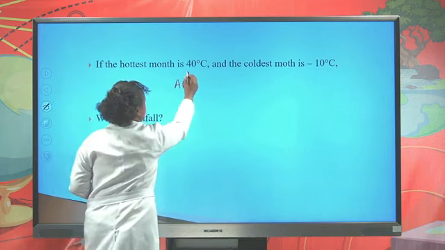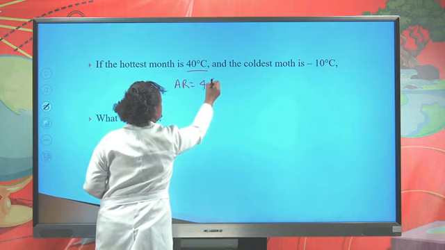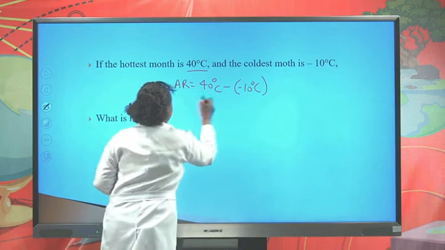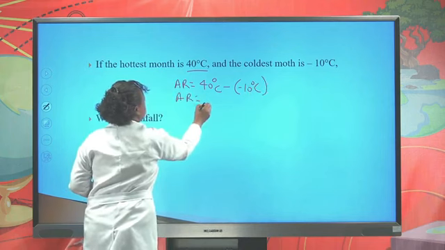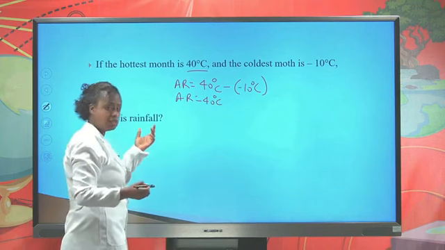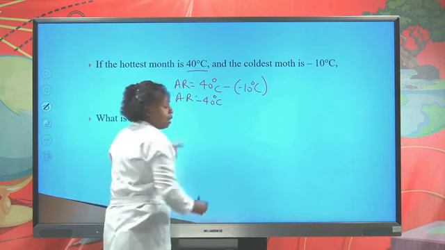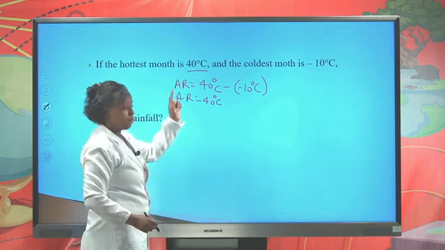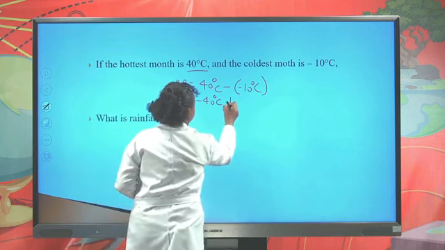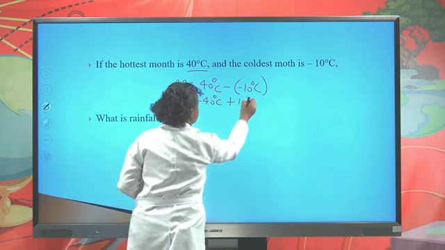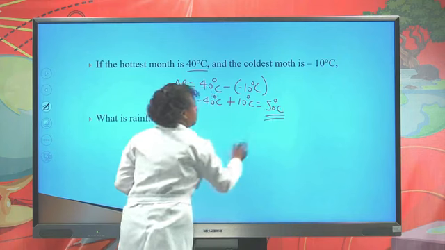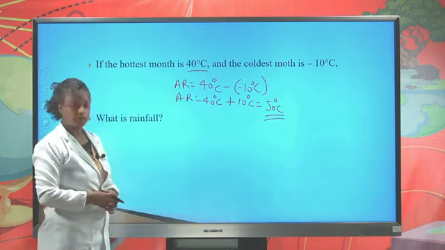the annual range of temperature is equal to the maximum temperature, 40 degrees Celsius, minus negative 10 degrees Celsius. 40 degrees Celsius is the maximum temperature of a month. According to the mathematical law, two minus signs joined together give an addition sign. So minus minus becomes plus 10 degrees Celsius. We get 50 degrees Celsius as the annual range of temperature.